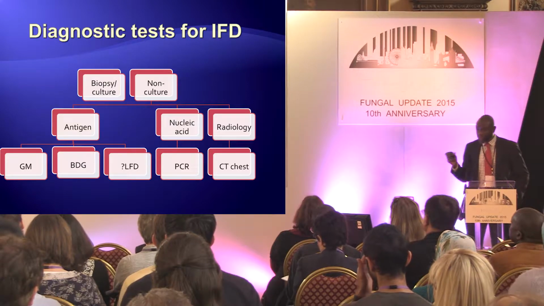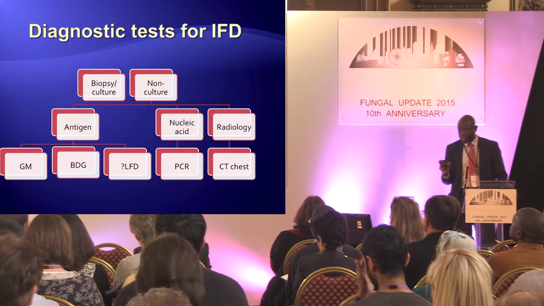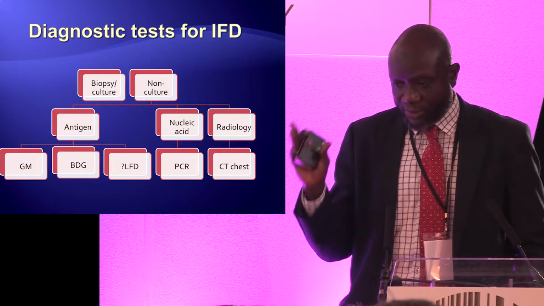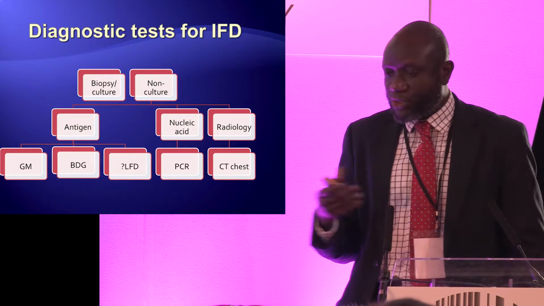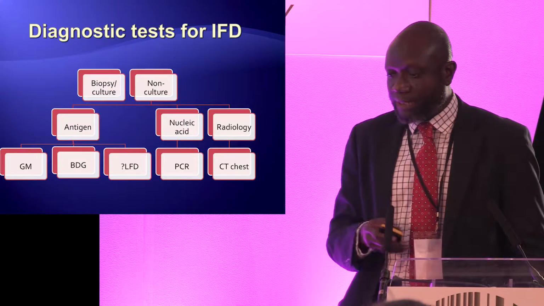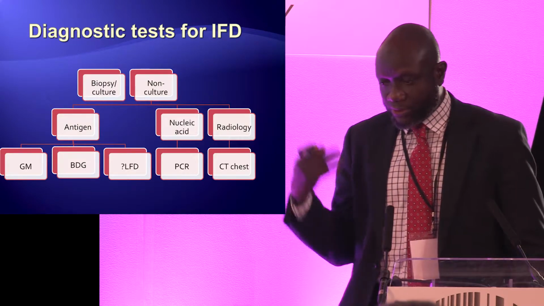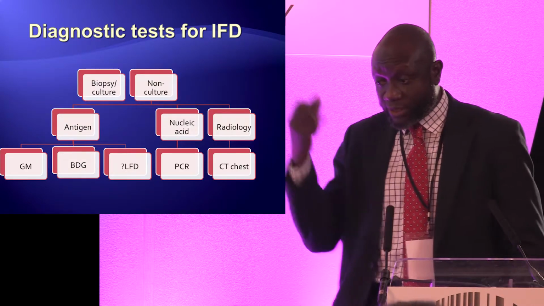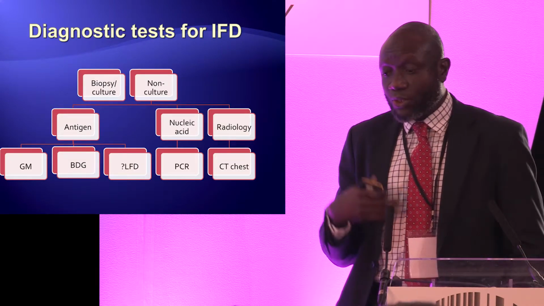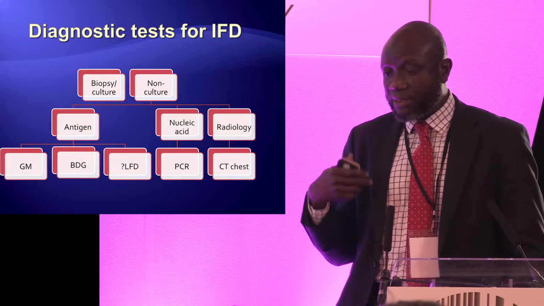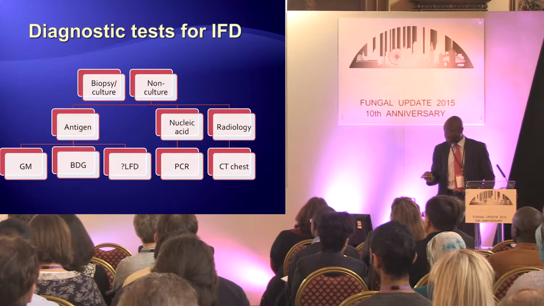So this is a broad slide, putting things in context. You can diagnose it if you're lucky with biopsy, tissue diagnosis, but the majority of the time that's not possible. So we're relying on radiology, to some extent the morphological features that you can see on CT scanning, or PCR, or antigen detection, galactomannan and beta-D-glucan, and the lateral flow device as well.